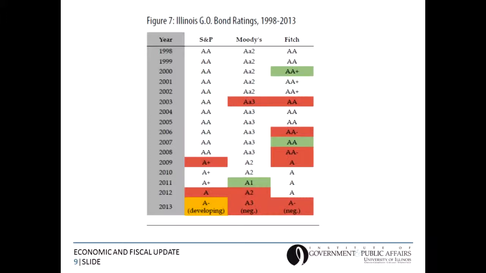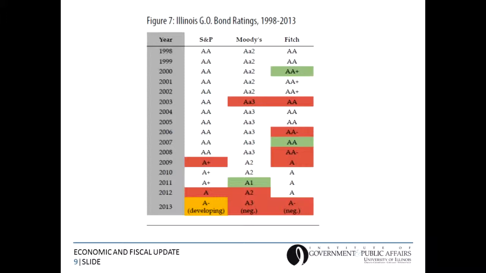We aren't the only ones to notice this. This shows the bond rating agencies. There are 3 bond rating agencies, and the red blocks illustrate downgrades in Illinois' bond rating. What you can see is that Illinois, over the past decade and a half or so, has experienced a long line of negative ratings and downgrades. It's now got, I believe, the lowest bond rating of any state in the country.